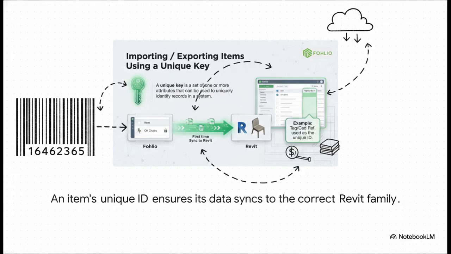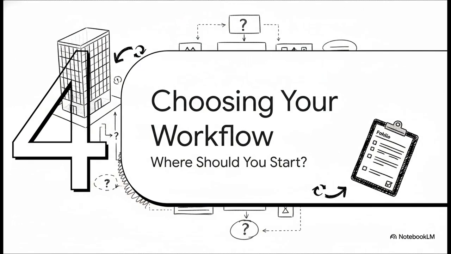And here's where that barcode really pays off. You can take an item you've fully fleshed out in Fohlio, I'm talking price, supplier, dimensions, all of it. And because it has that unique key, you can push all that data into a simple placeholder box in Revit for the very first time. You don't even need to export from Revit to get started. It's a game changer.